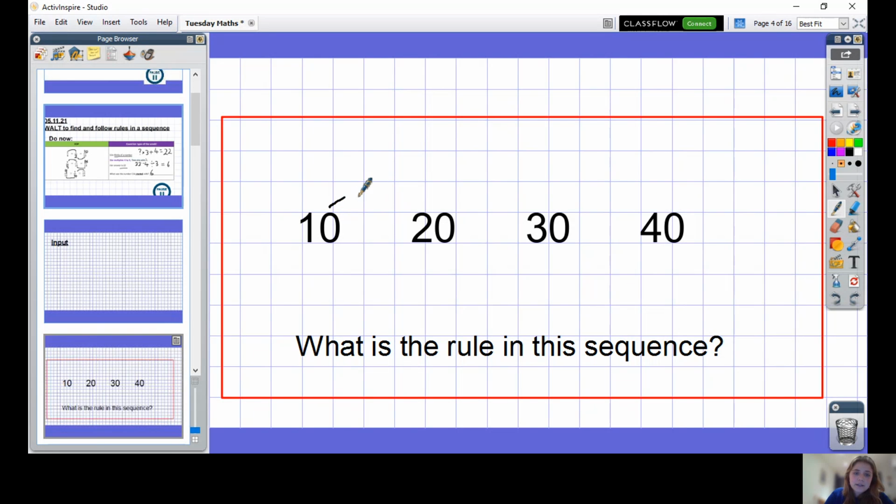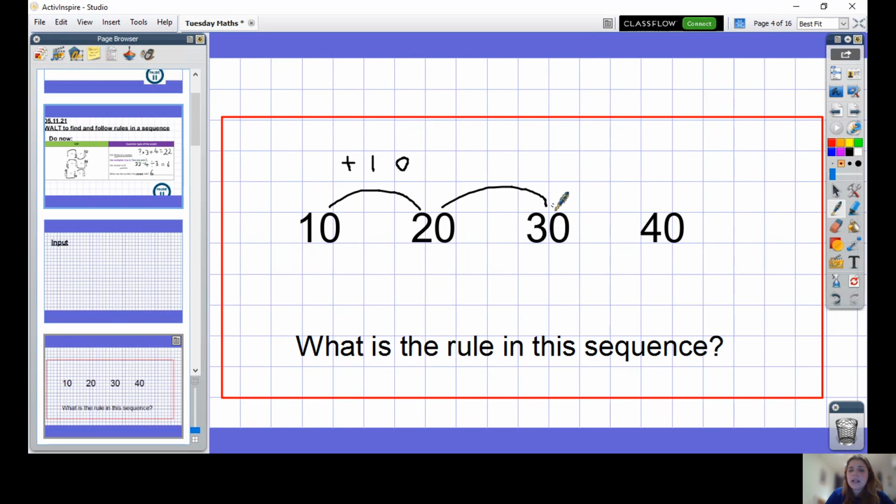I need to first identify, has my sequence increased or decreased? To get from 10 to 20, it is increasing. And how much has it increased by each time? I've added 10 there. Once I've found that I've added 10 to get from 10 to 20, I need to double check that rule works for the rest of my sequence.